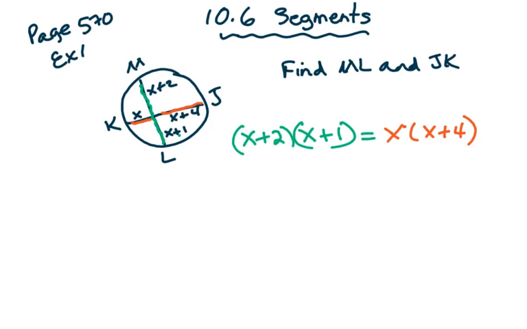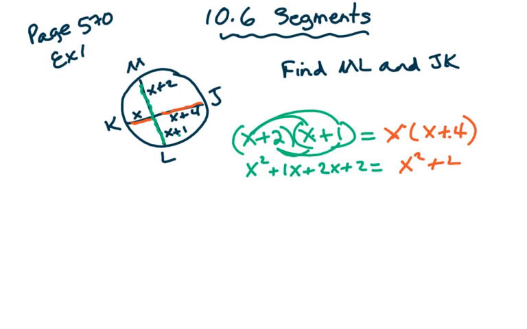Now we just solve this, okay? So x times x is x squared, and then x times 1 is plus 1x. Then 2 times x is plus 2x, and then 2 times 1 is plus 2. And that's going to equal x times x is x squared, and x times 4 is positive 4x.